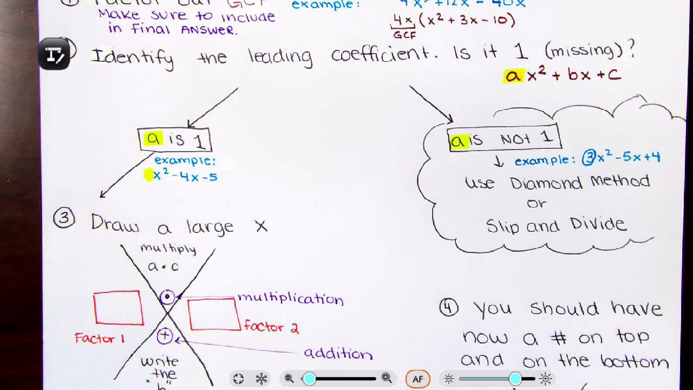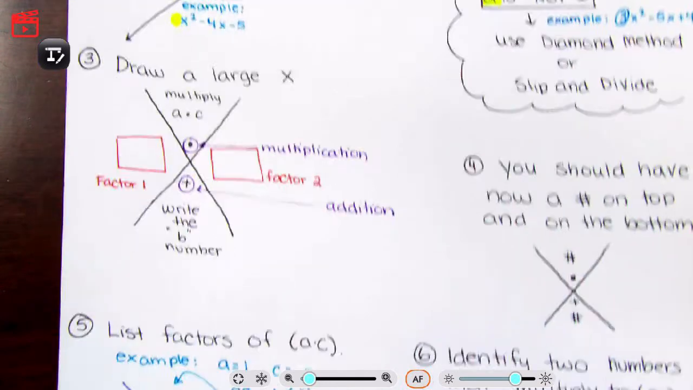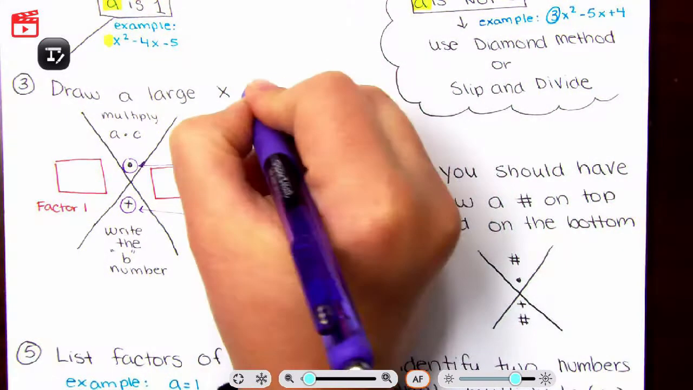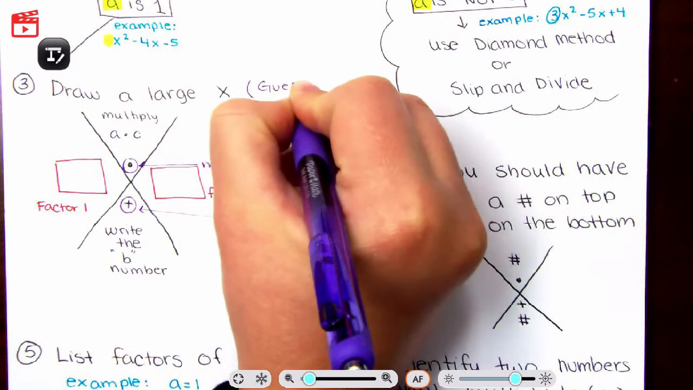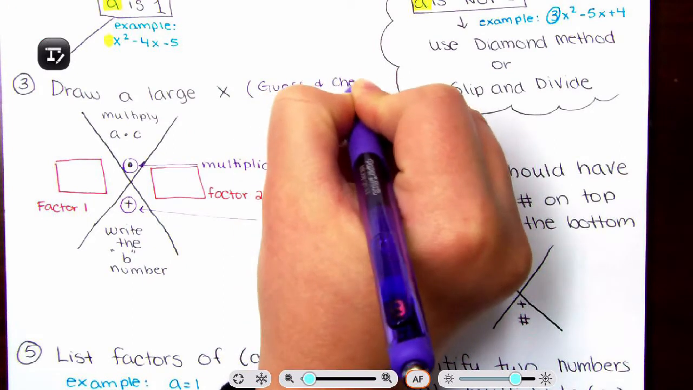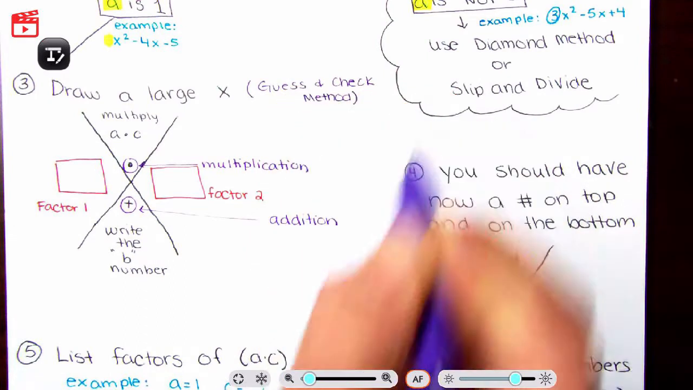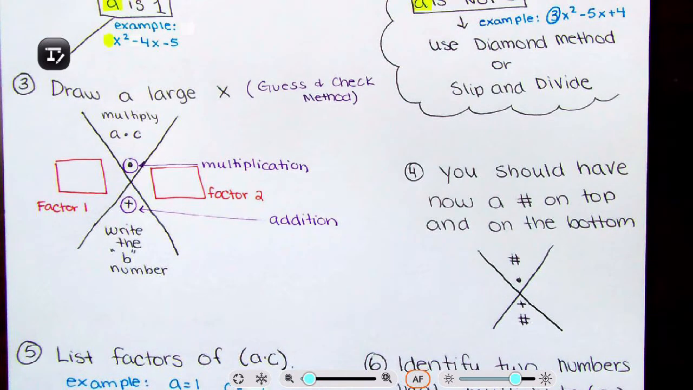Once you have identified that the leading coefficient is in fact 1, you're going to draw a large X. Sometimes this is called a diamond method. In our class, we're going to call this method guess and check. So for the guess and check method, you're going to draw a pretty large X. It doesn't have to be massive, just enough for you to do things inside of it.